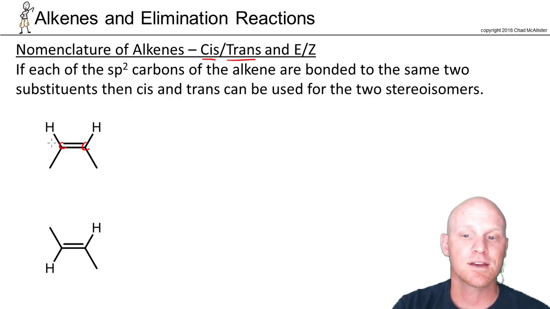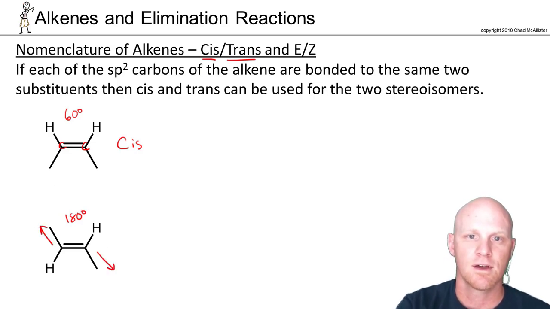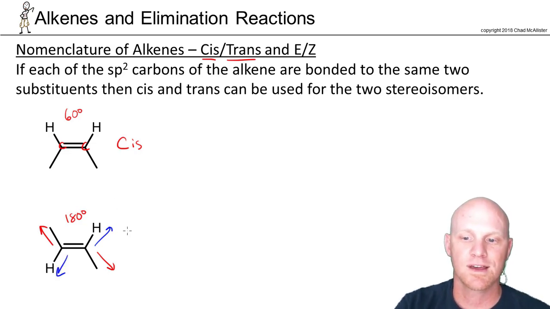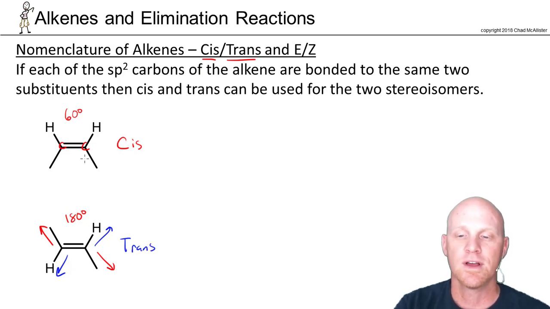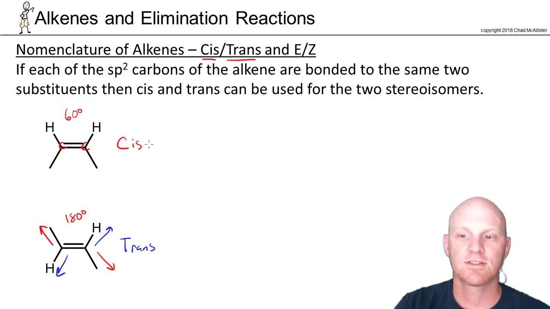In this case, the two like groups are 60 degrees apart, and we refer to that as cis. If they're 180 degrees apart, notice the two methyls point opposite each other, and the two hydrogens point in opposite directions, we refer to it as trans instead. So just referring to this compound as 2-butene or but-2-ene would not be sufficient. We've got to add that cis label on the front.